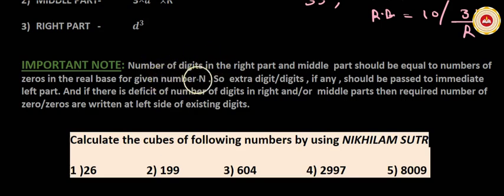Important note: the number of digits in the right part and middle part should be equal to the number of zeros in the real base for the given number n. So extra digit or digits, if any, should be passed to the immediate left part. And if there is a deficit of digits in the right or middle part, then the required number of zeros are written at the left side of existing digits. So friends, let us practice these 5 examples.